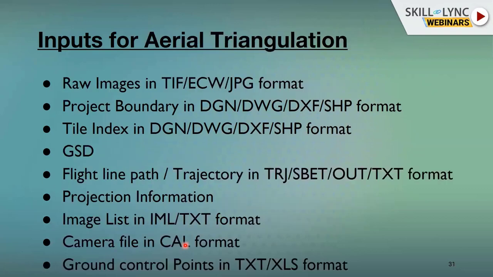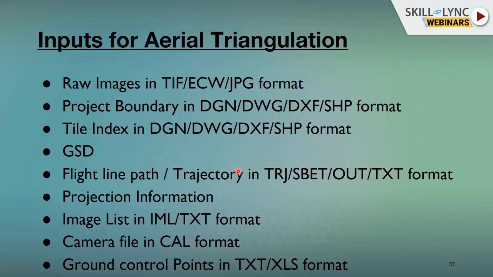So what are the inputs required for the aerial triangulation? We need raw images, which are in TIFF, ECW, or JPG format, and then the project boundary and the tile index. What does GSD mean? GSD means ground sample distance value, which gives our ground truth values. Let's say I'm going to get GSD values of 1 centimeter or 10 centimeter; the pixel resolution will be 0.5 centimeter. That is the value we are going to define, like 10 centimeter or 0.5 centimeter.